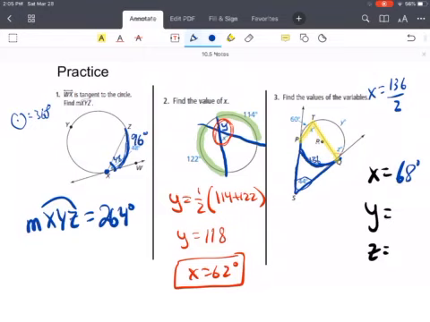Z is going to be done the same way, except I first need to find Y. So Y is dealing with the fact that all of the arcs in a circle have to add up to 360. I have 2 of them already, so I can take 360 and subtract my 60 and my 136 and get left with Y, which is 164 degrees.